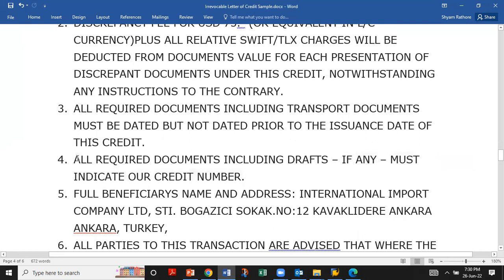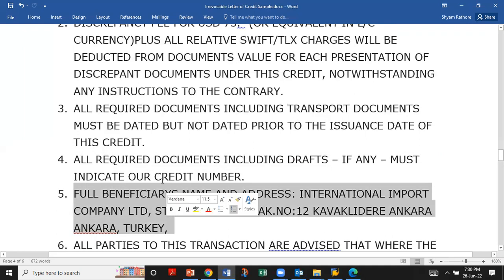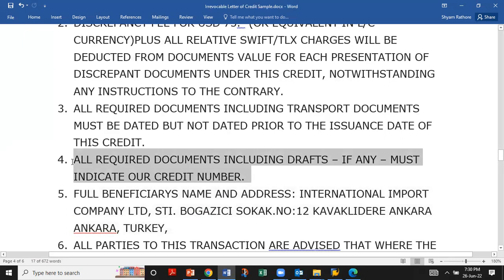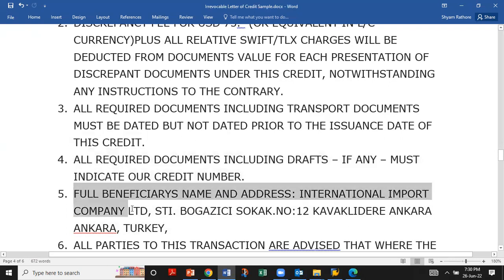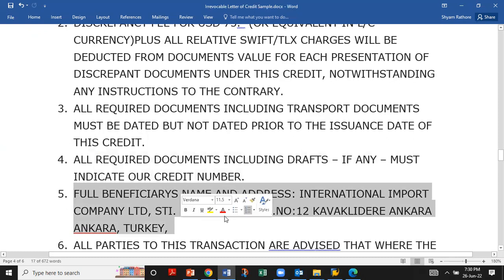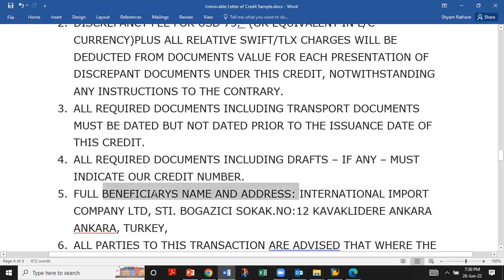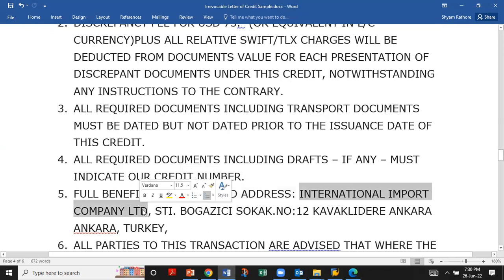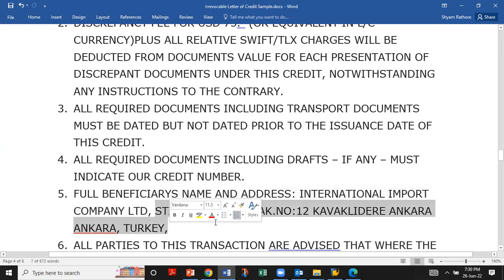Now point 4: all required documents, including draft if any, must indicate the credit number. So in all documents we need to mention the letter of credit number, for example in the commercial invoice, certificate or bill of lading. Also the full beneficiary name and address. So what is the name of the beneficiary? International Import Company, who will export the goods, and this is the address of that company.